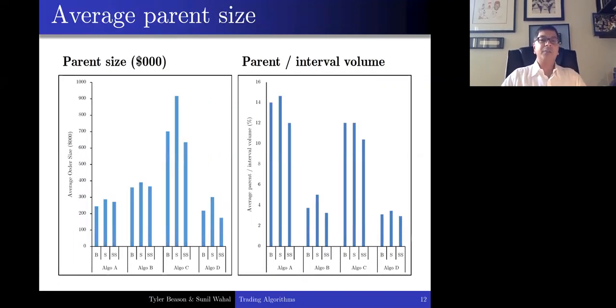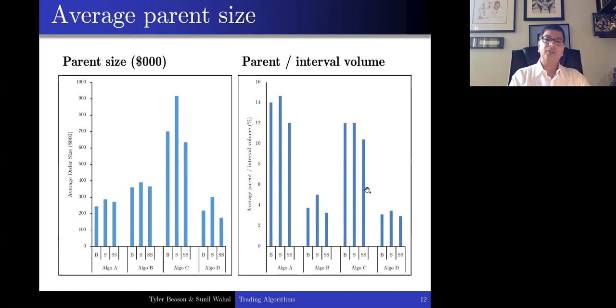The size of the parent order, I've got two metrics here. One is simply in dollar terms. So you'll notice that algo C has pretty large order sizes. These are average order sizes, so there's some skew here, obviously. The average for buys from algo C is close to $700,000.